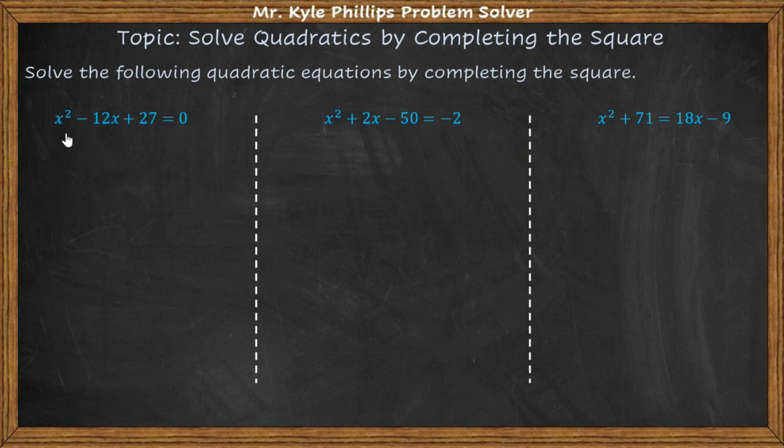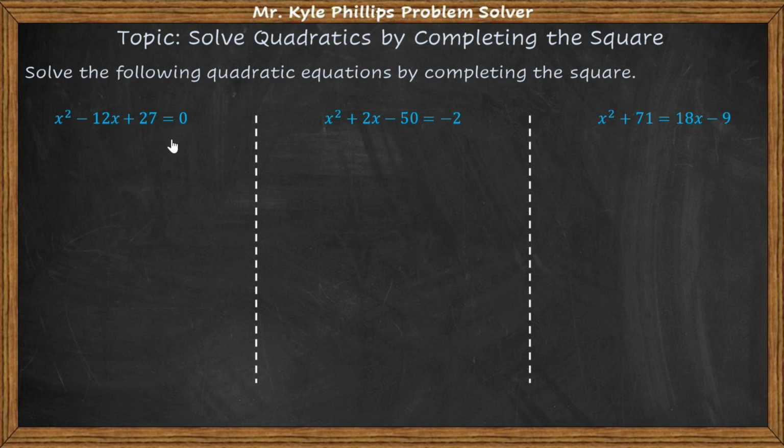So let's look at this example. We know this is factorable because I can think of factors of 27 that I can add to get negative 12, that's going to be 9 and 3. So we know it's factorable. But what if we had something that wasn't factorable? Like, are there factors of negative 50 that I can subtract and get 2? Maybe, maybe not. So here, this is not the number I want. I want 36, not 27.